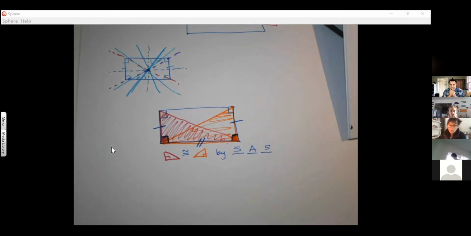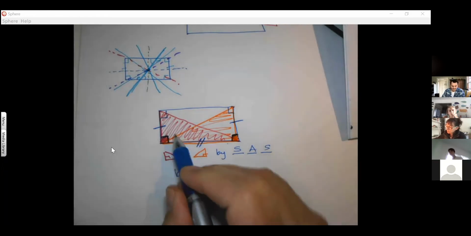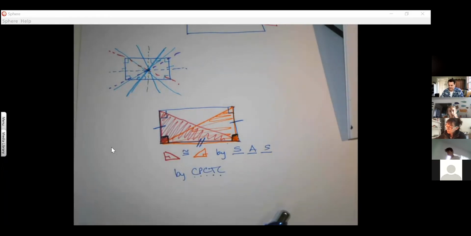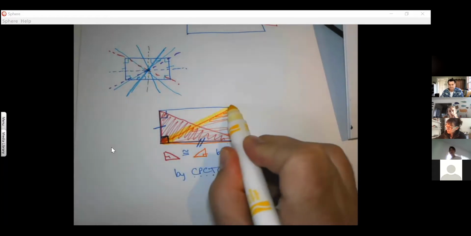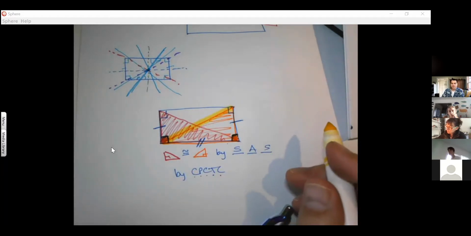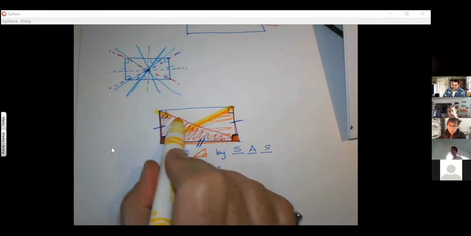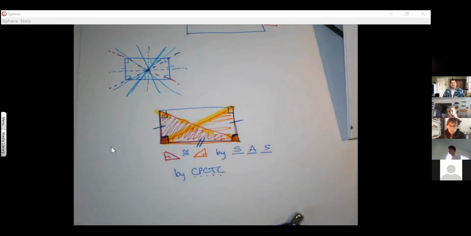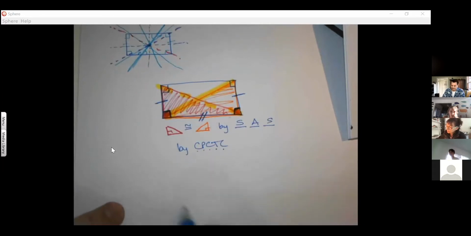I can say that by CPCTC, corresponding parts of congruent triangles are congruent, I can say that any other corresponding parts are congruent, such as the diagonals. Going from one corner to the other is the same length now that it's a rectangle. That wasn't true in a parallelogram, was it?